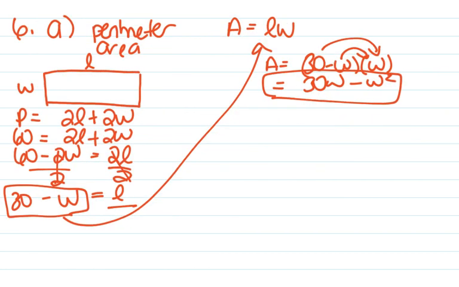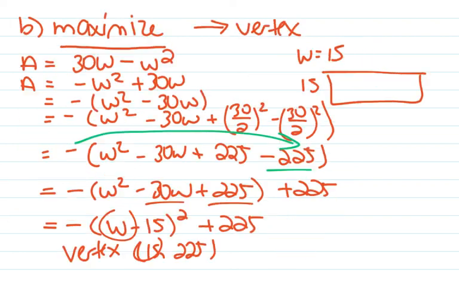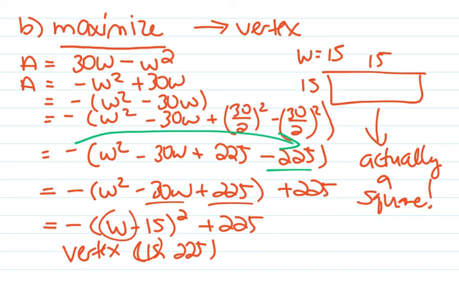The length, we said, equals 30 minus W. Well, if W is 15, then the length equals 30 minus 15, so the length also equals 15. So this is actually a square. Maximum area happens when this is a square.